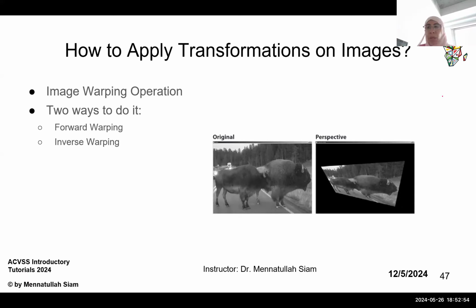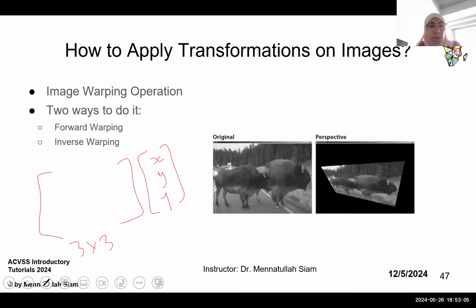For image warping, we have some transformation matrix. It's 2D, so we have 3 by 3. I apply it on a 2D point, x, y, and then 1, because we're working in homogeneous coordinates. But I never told you how to apply it on a full image, on every single pixel, to get the resultant image. There are two types: forward warping, where I start from the original and go to the output, or inverse warping, where I start from the output and use the inverse of the transformation to retrieve what I need from the original.